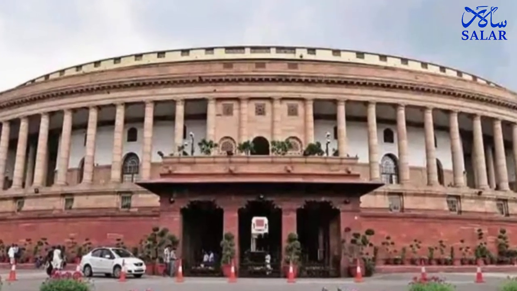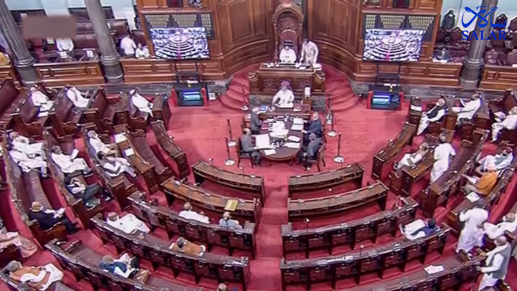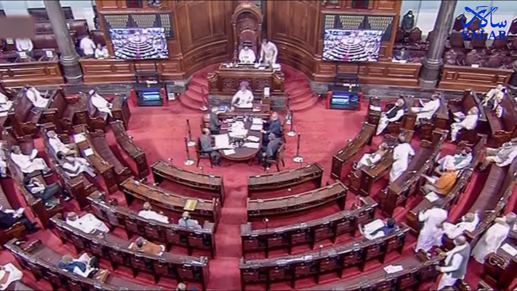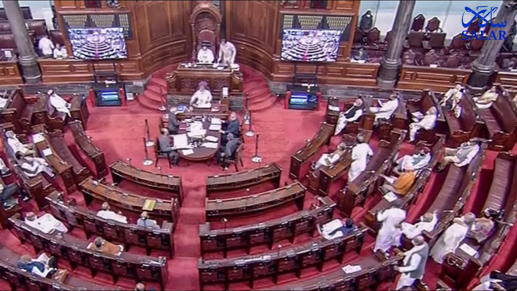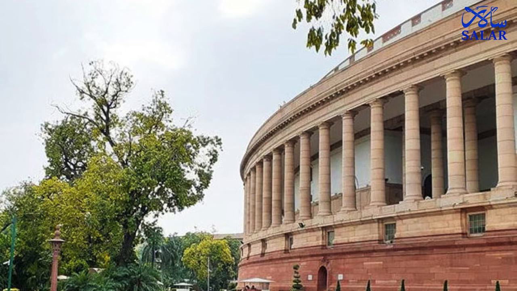The Rajya Sabha on Wednesday passed the Criminal Procedure Identification Bill 2022. The bill seeks to enable investigating officers to collect certain identifiable information like fingerprints and footprints of people, including convicts and arrested persons. It was passed by the Lok Sabha on April 4th.